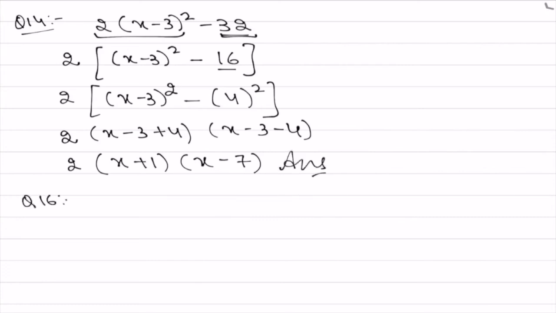For today, the last question is question number 16. That is x square minus 1 minus 2a minus a square. Here again we can see that x square, 1 and a square are perfect squares. The odd one term in this given expression is 2a.